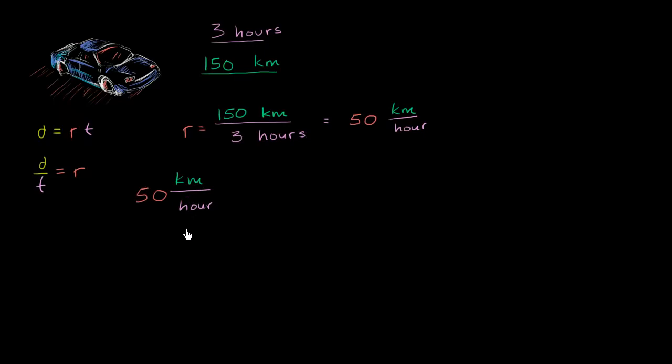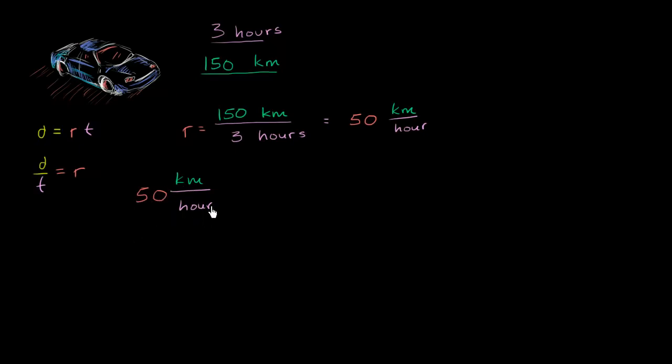Well, it's always good, actually, as a first approximation to just think about it. If you went this far in an hour, the number of kilometers you go in a second, is that going to be less or more? Well, a second's a much, much shorter period of time. There's 3,600 seconds in an hour. So you're going to go 1/3600th of this distance.